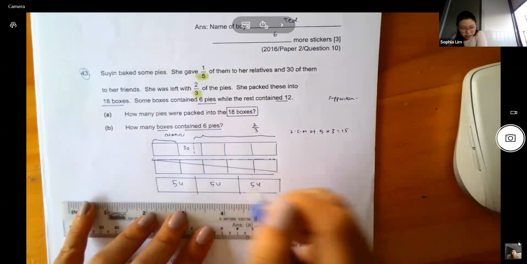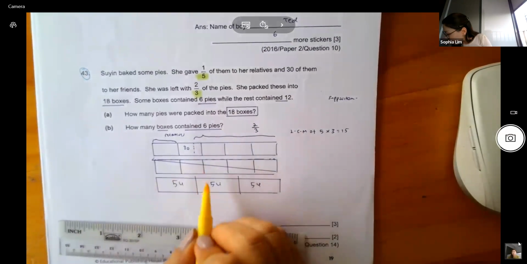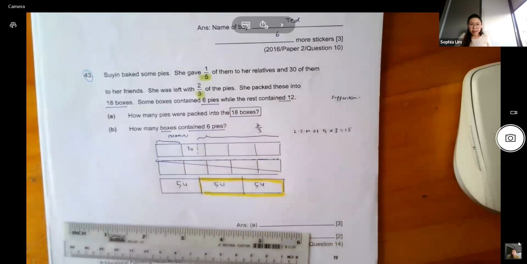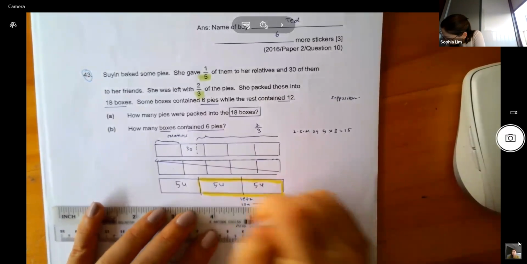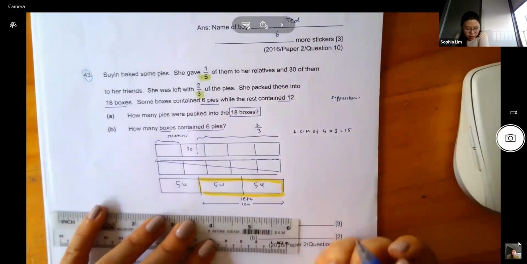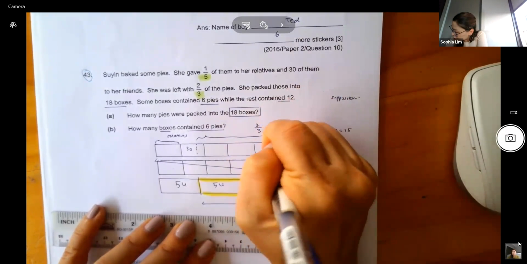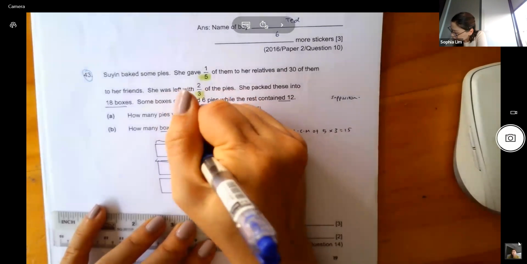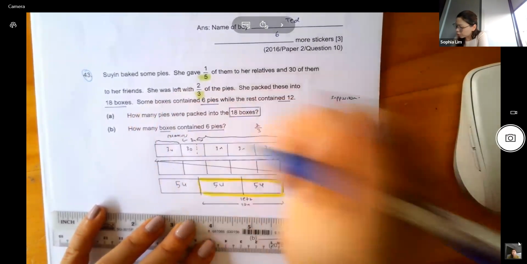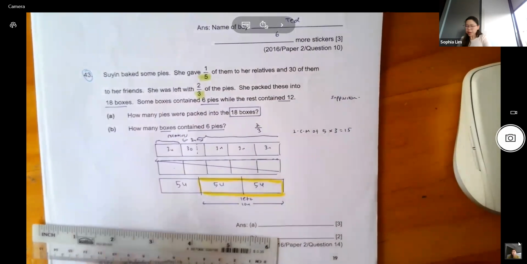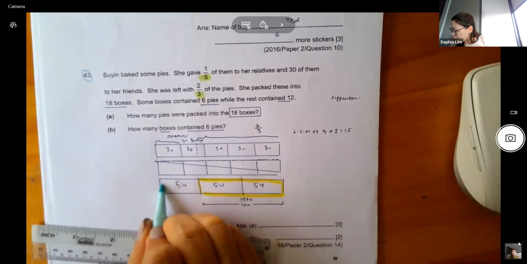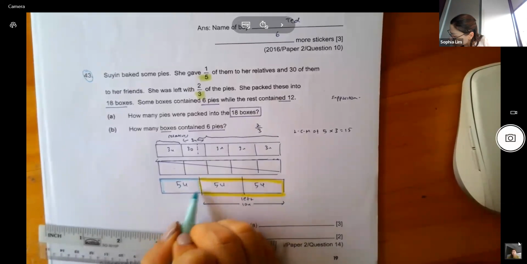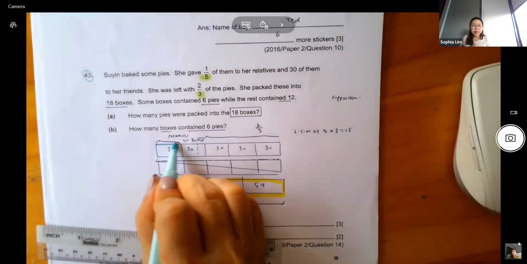So I know that it's left with 2/3 of the pies, means it's left with 10 units. Let me draw out for you. This is the left, 10 units. Okay, the rest here, I cut it into 3 units, 3 units, 3 units. This whole thing is 3 units, and relatives also receive 3 units. Okay, take note. I want to draw your attention to this 5 units here. This 5 units comprises 3 units given to a relative and another 30.